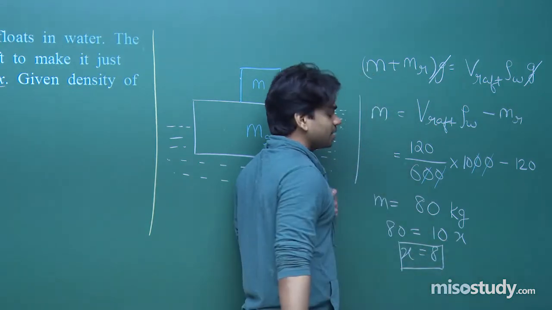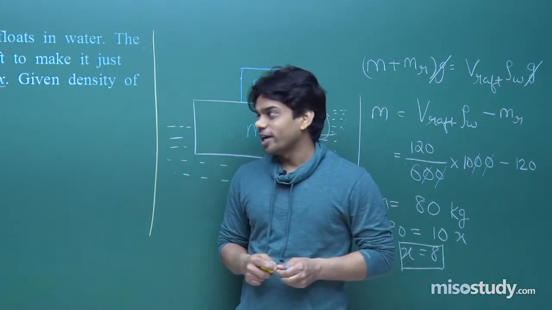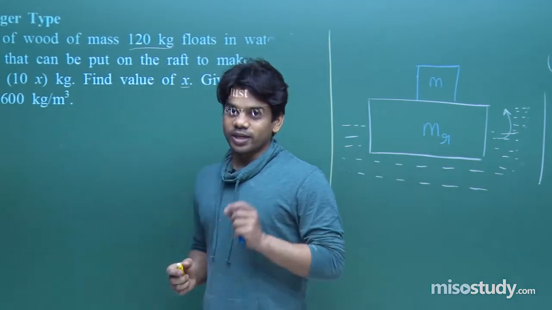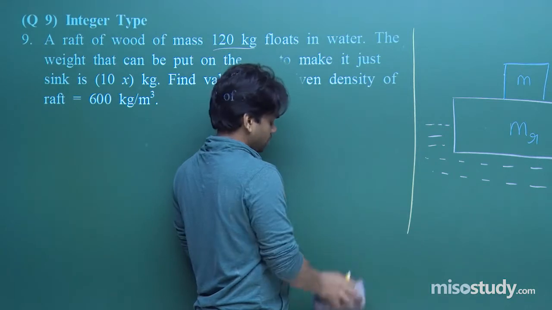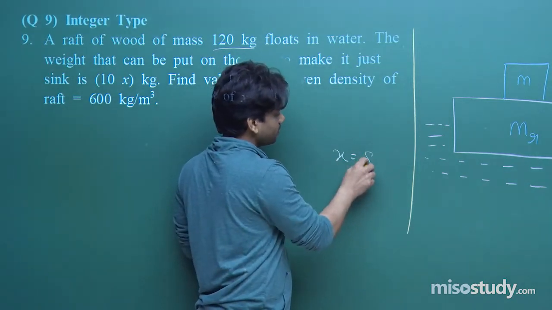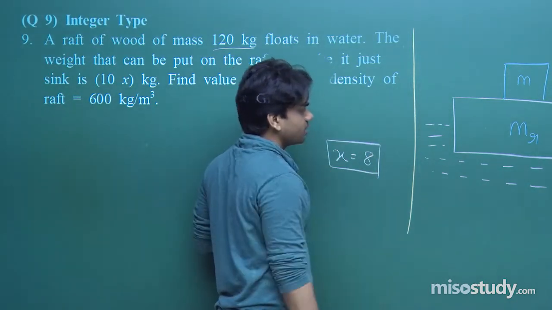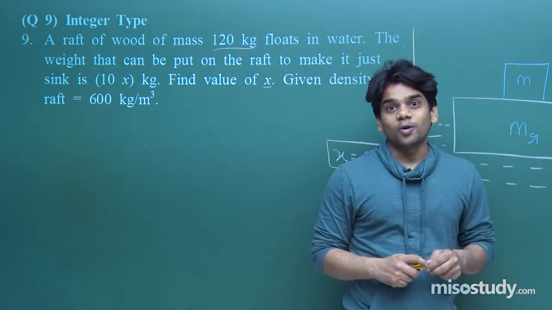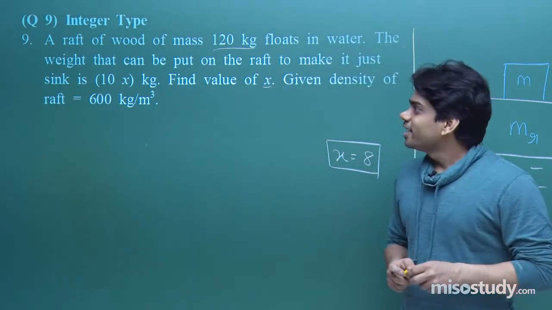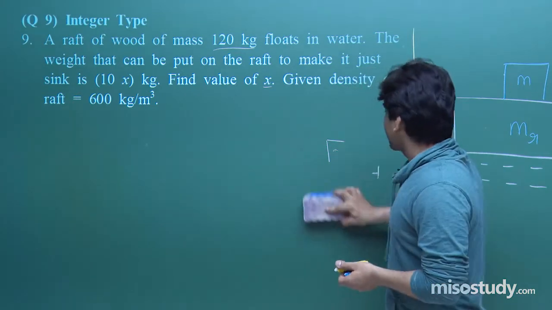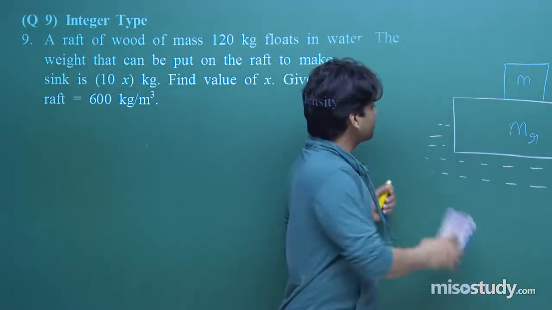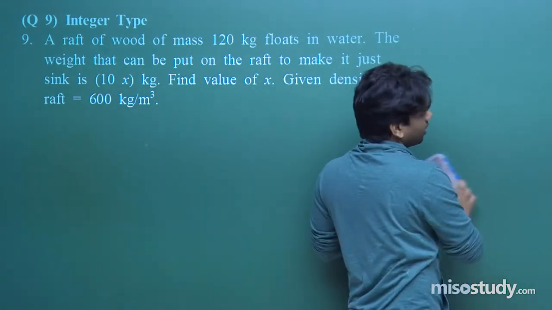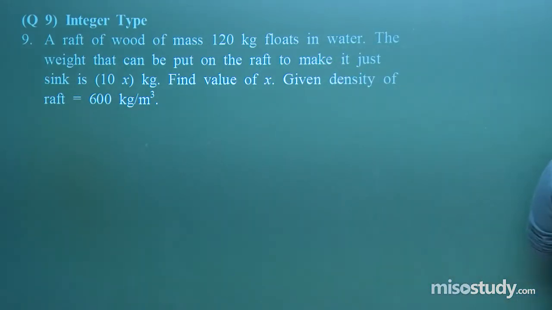So the option that you should encircle on your OMR sheet should be equal to 8. I hope that you have got how to solve such kind of question. Let's go to the next question without taking more time. A simple integer type question we have discussed. So, you have got an idea how integer questions will be and how they can be given in your examination.